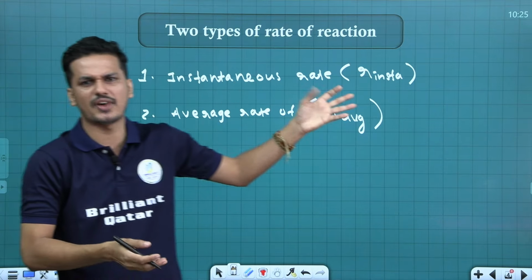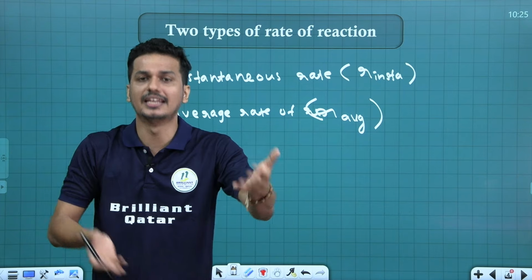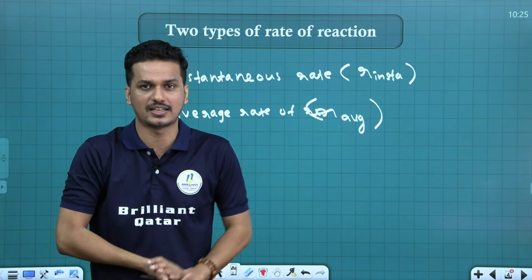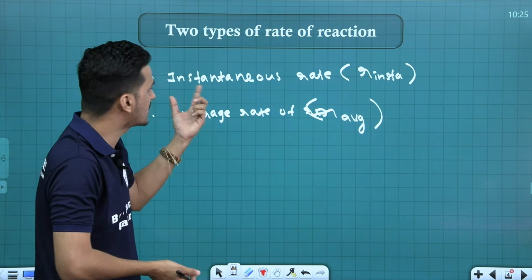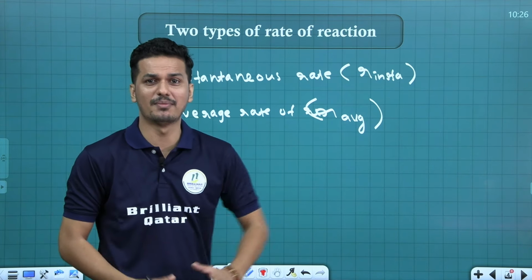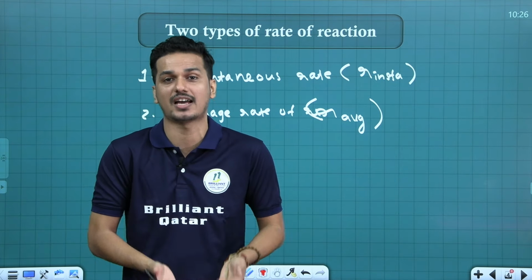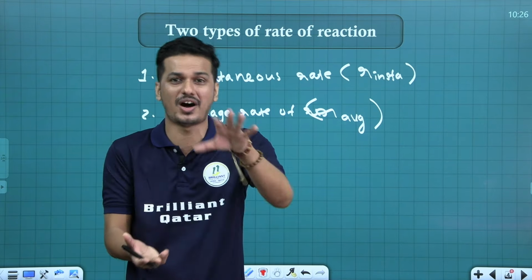This kind of idea you already learned in physics, I hope. Like average speed, instantaneous speed. So here we are going to discuss instantaneous rate as well as average rate, and how we can find R instantaneous as well as R average.